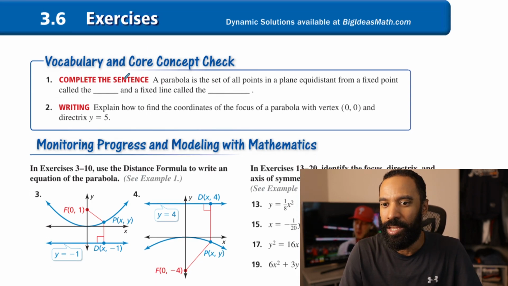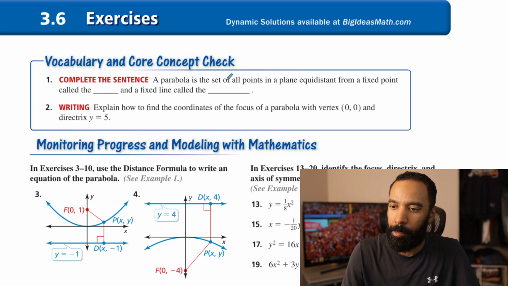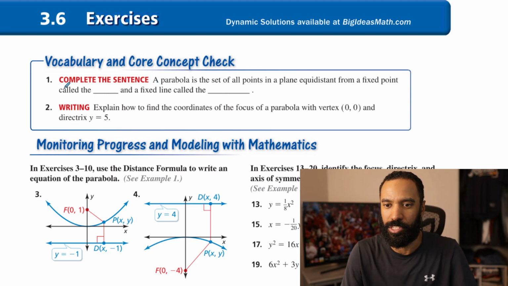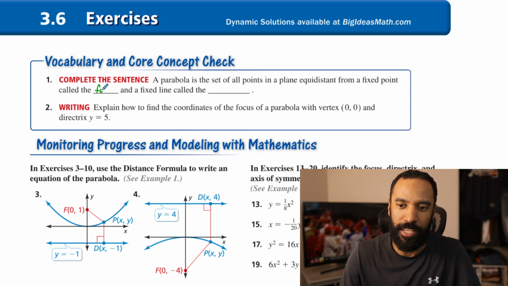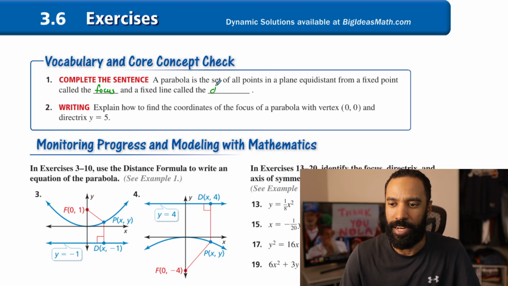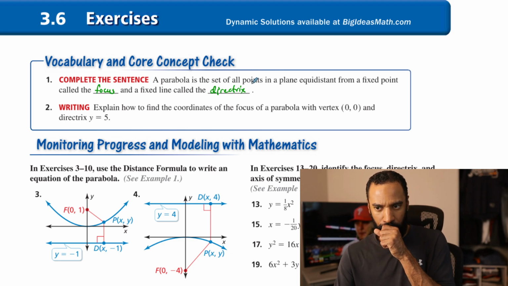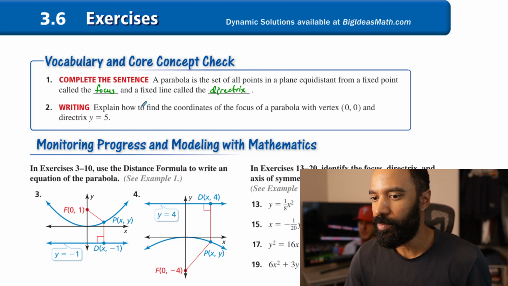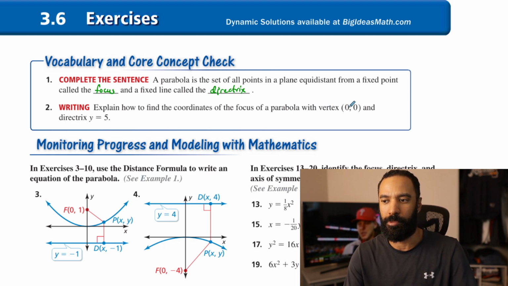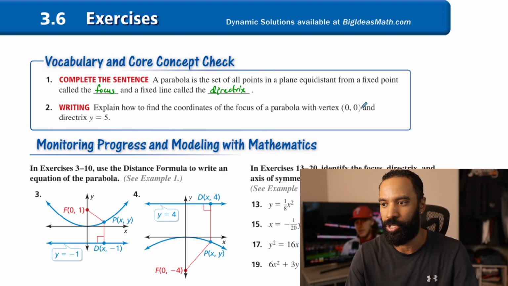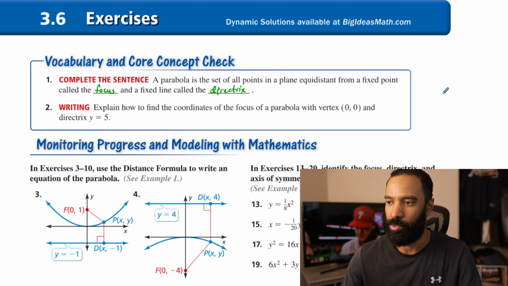Let's start with the completing the sentence. A parabola is a set of all points in a plane equidistant from a fixed point. That fixed point, guys, is known as the focus, and the fixed line is known as the directrix. Explain how to find the coordinates of the focus of the parabola with the vertex at 0, 0, and directrix at y equals 5.